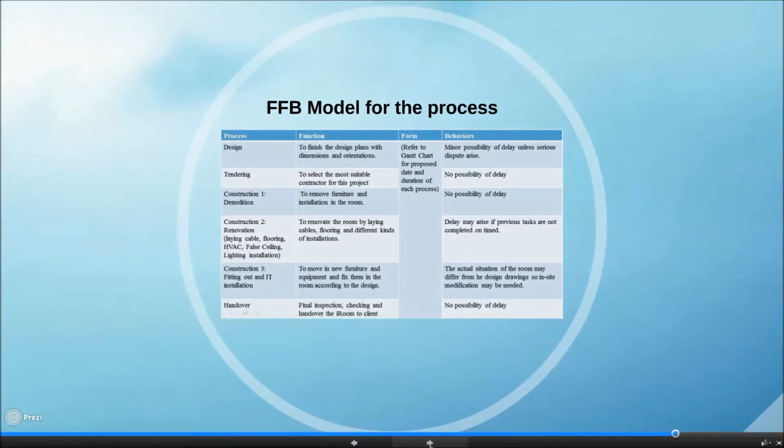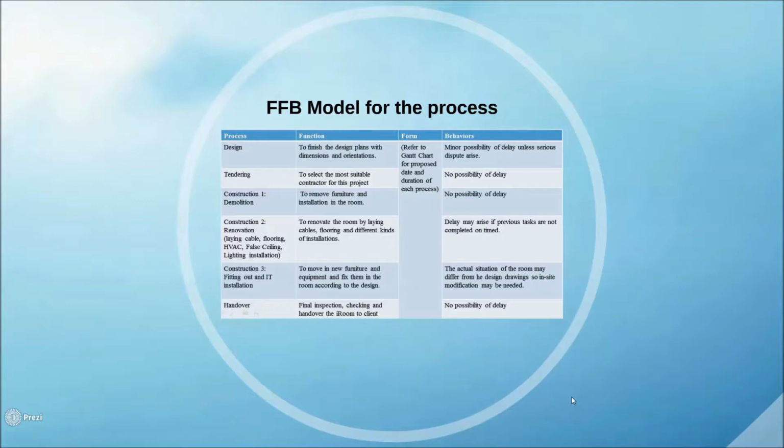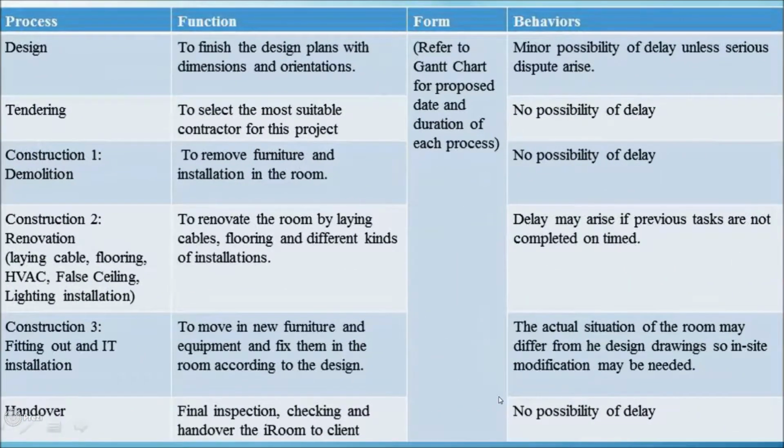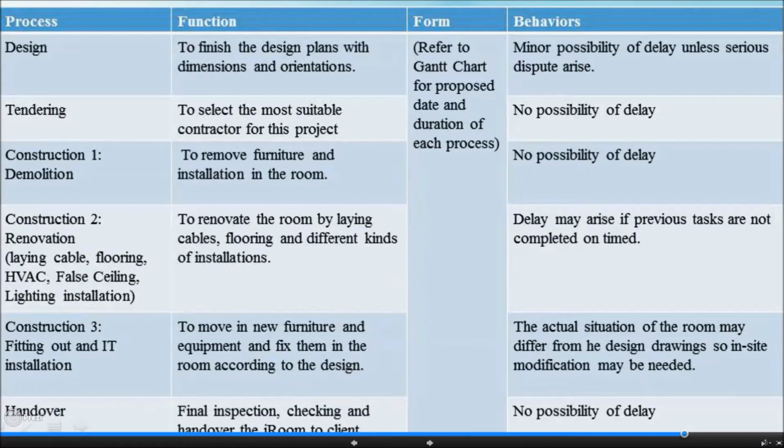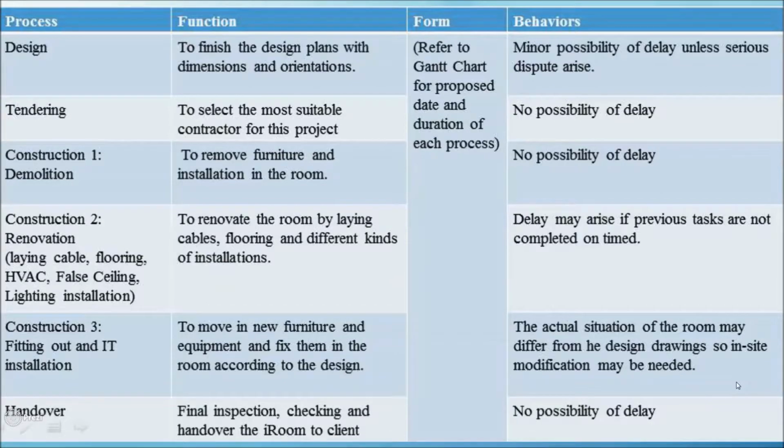And then we have the FFB model for process. For design, it is to finish the design plans with the dimensions and orientations. There are minor possibilities of delay unless there are serious disputes amongst the stakeholders. And the second stage is the tendering, which is to select the most suitable contractor for this project. And there is no possibility of delay.